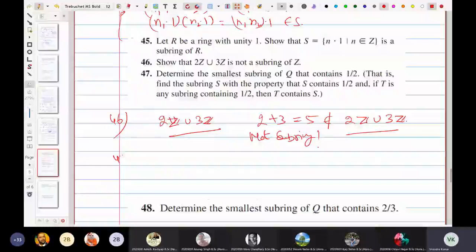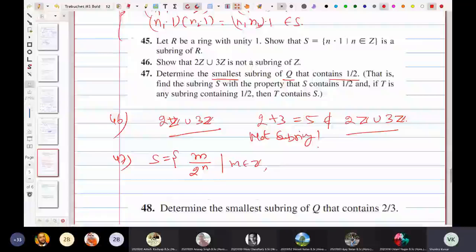Question number 47 says to determine the smallest subring of Q that contains 1/2. Q is the set of rational numbers. So we can take S as the set of numbers of the form m divided by 2 to the power n, where m belongs to the set of integers and n belongs to the set of positive integers.